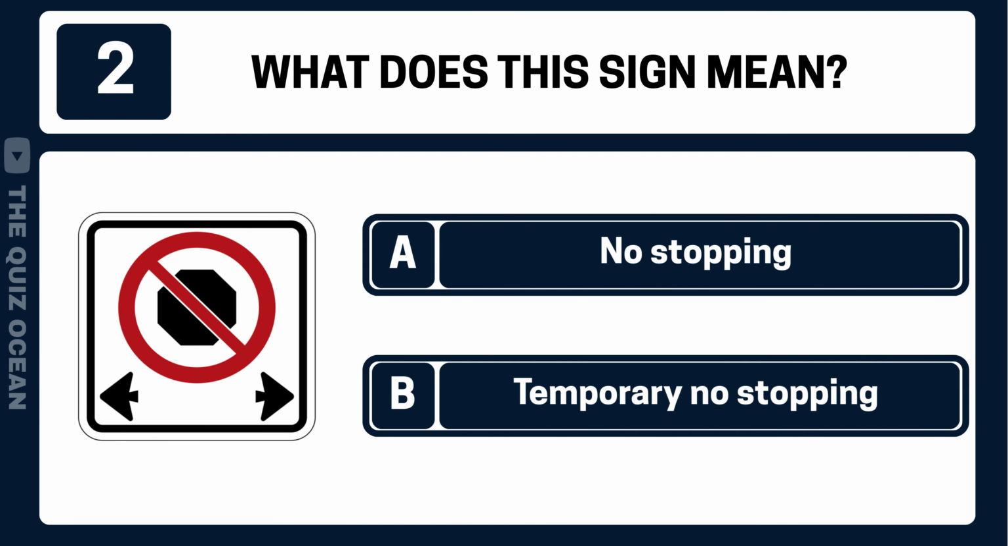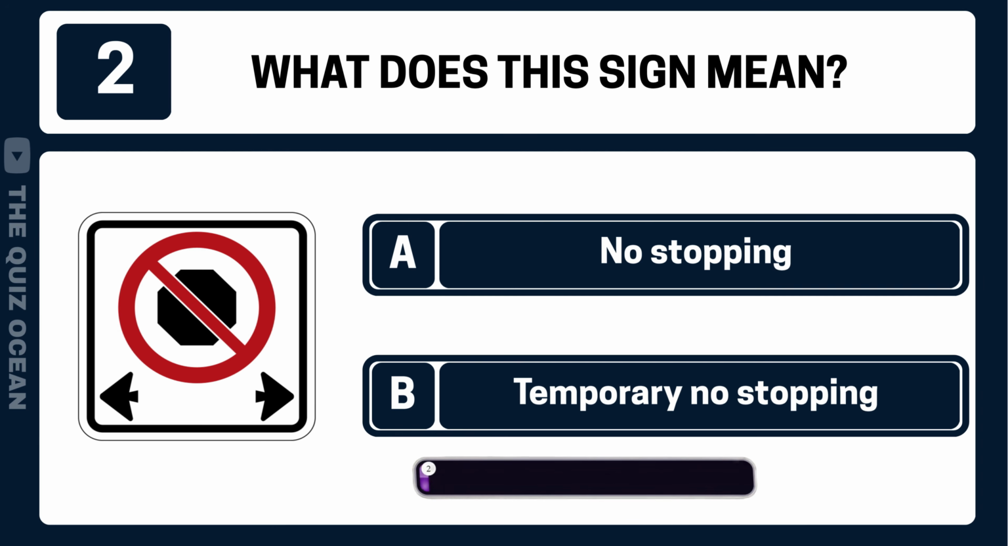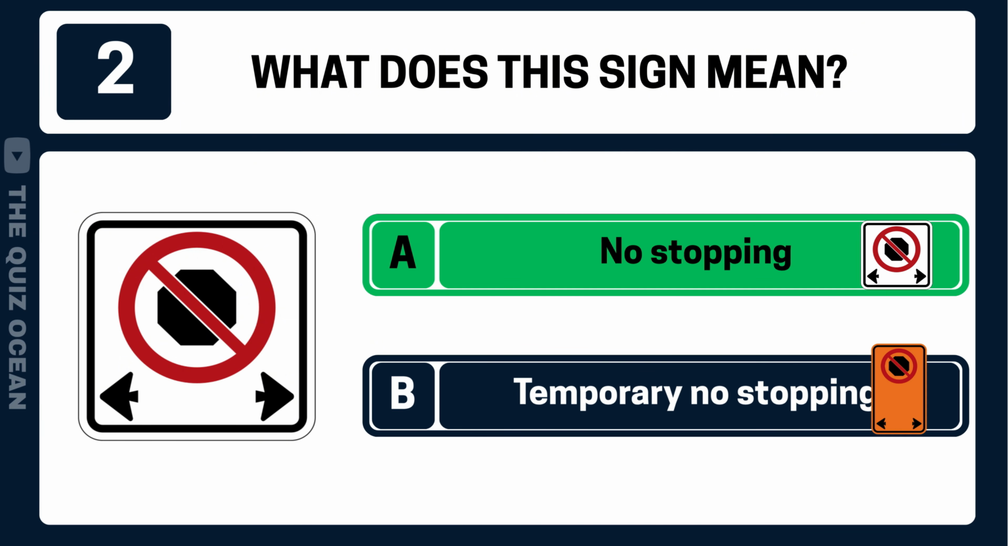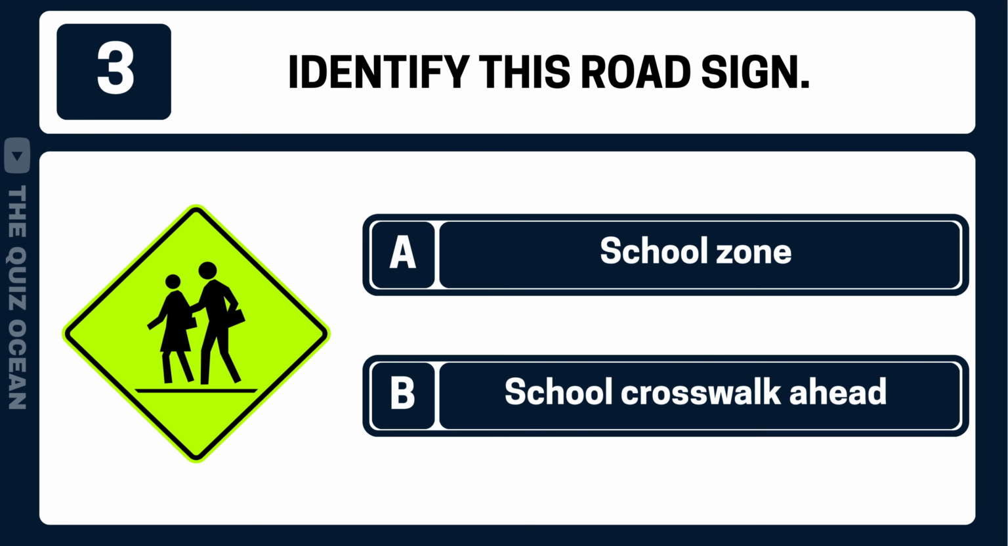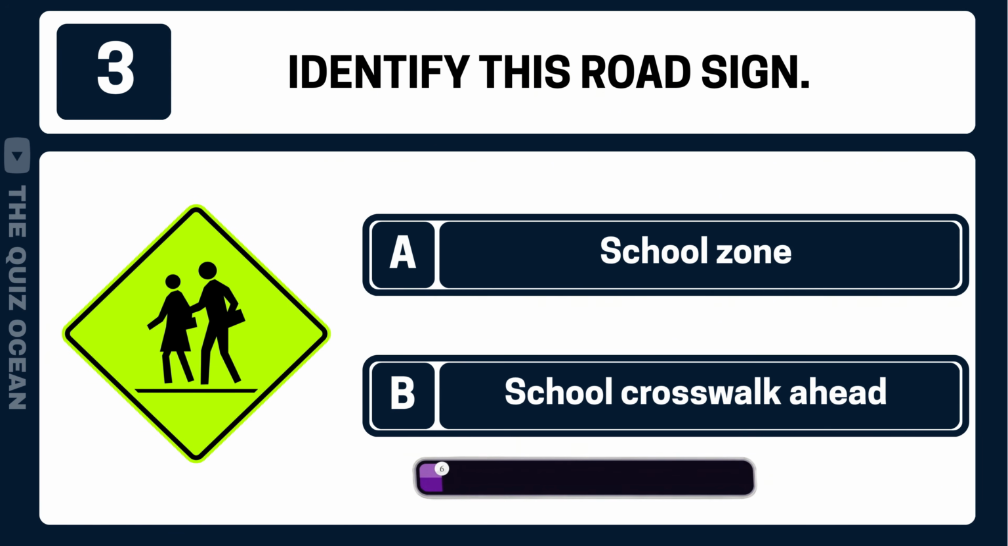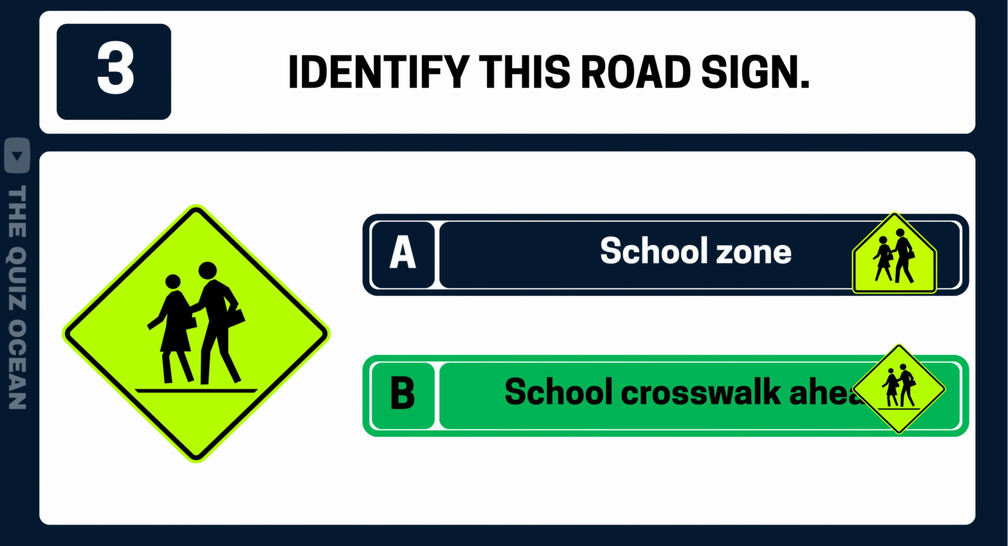What does this sign mean? A. No stopping. B. Temporary no stopping. Well spotted. It is the no stopping sign. Identify this road sign. A. School zone. B. School crosswalk ahead. Perfect. It is the school crosswalk ahead sign.